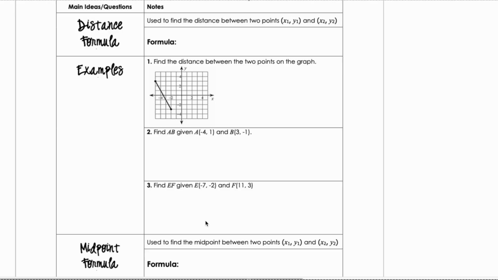Back to geometry. This is going to be our third set of notes for Unit 1. And today we're going to be talking about the distance formula. So the distance formula looks like this.